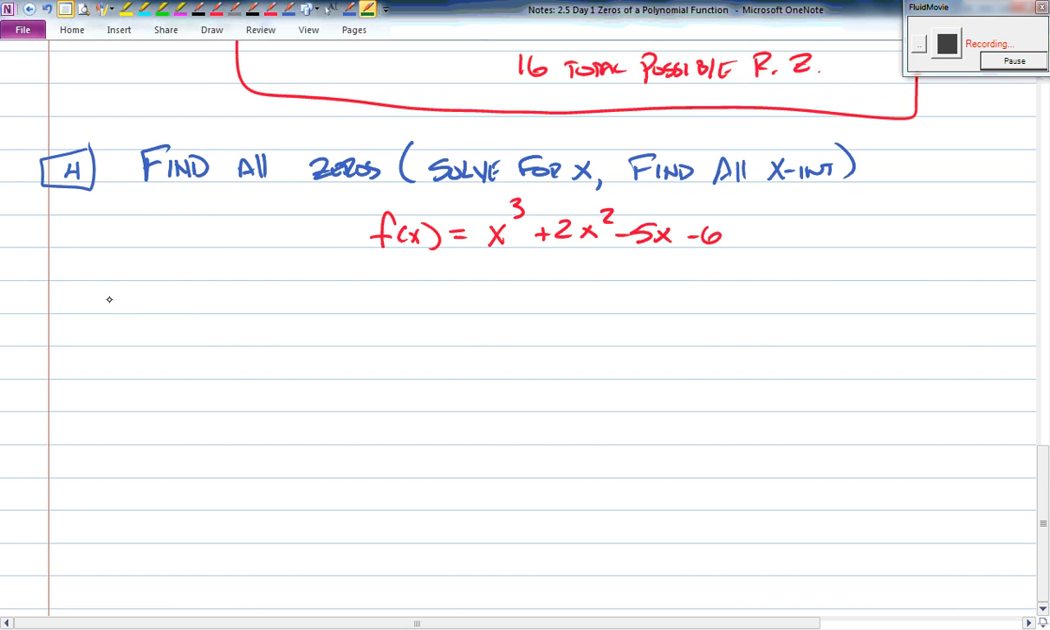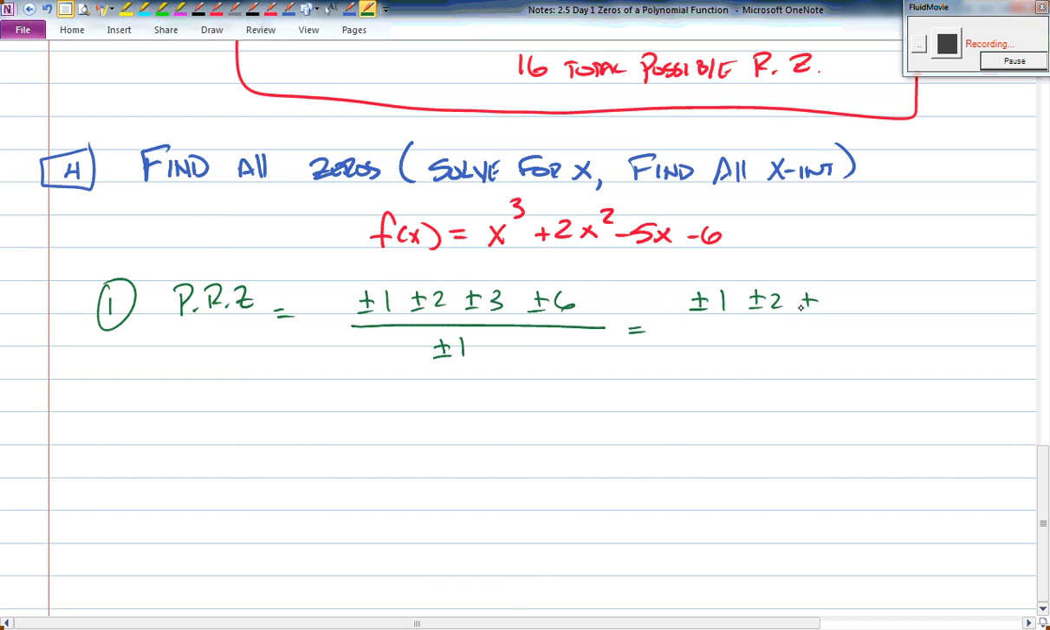So the first thing we're going to do in step 1, we are going to list all potential rational zeros. Okay, that's going to be plus or minus 1, plus or minus 2, plus or minus 3, plus or minus 6, all divided by plus or minus 1. Everybody cool with what I just did? Yep, that's the rational zeros theorem, right? That's all the factors of the constant term divided by all factors of my leading coefficient. Okay, great. Let's generate this list. So it's going to be basically just the numerator, right? Plus or minus 1, plus or minus 2, plus or minus 3, and plus or minus 6.